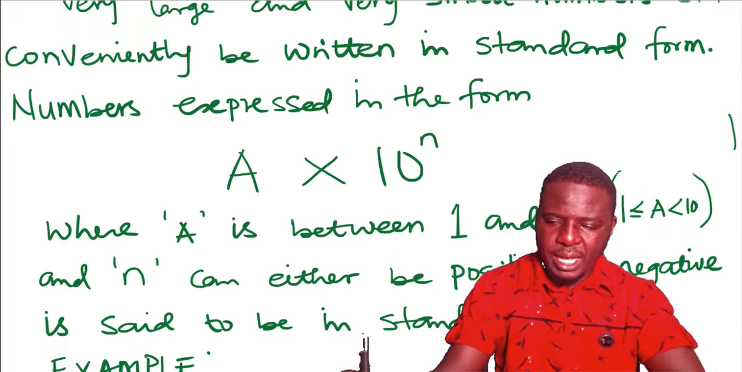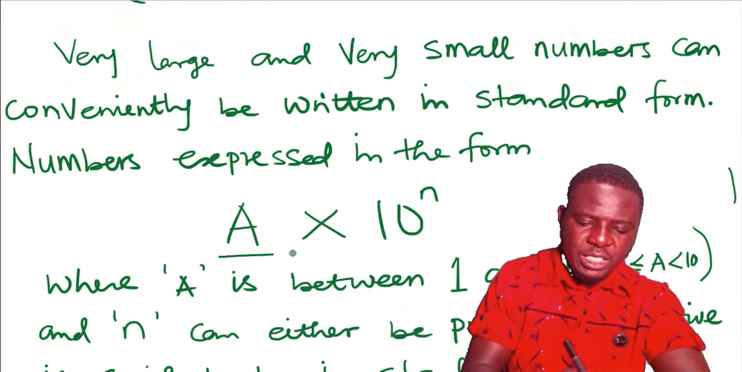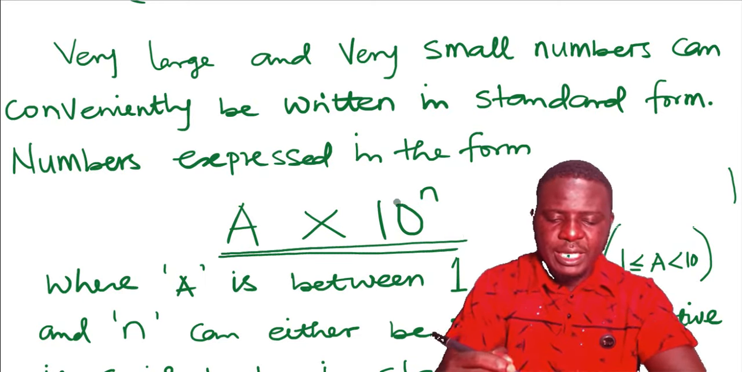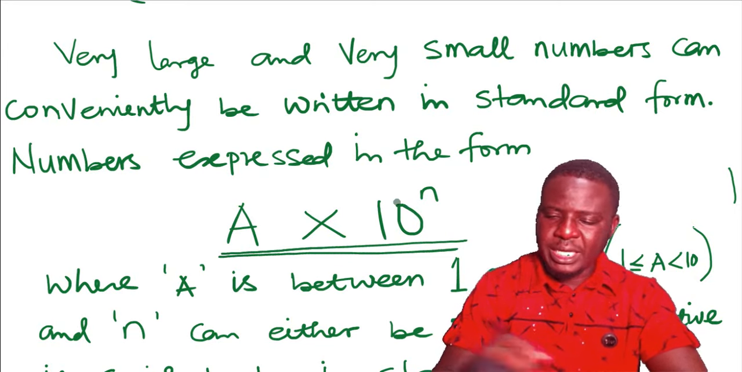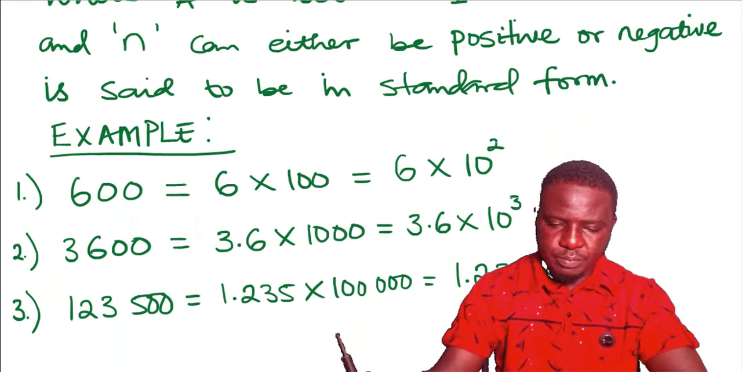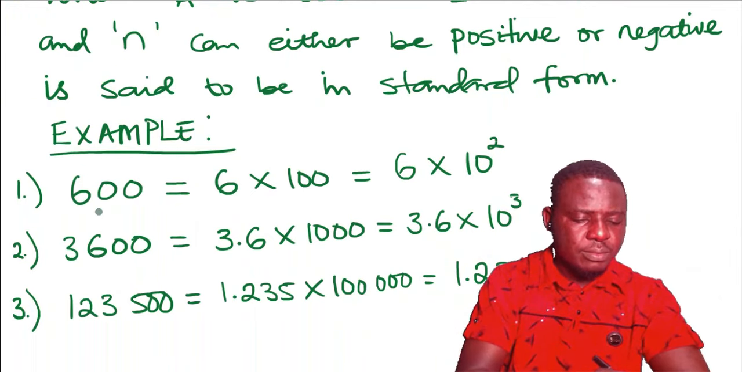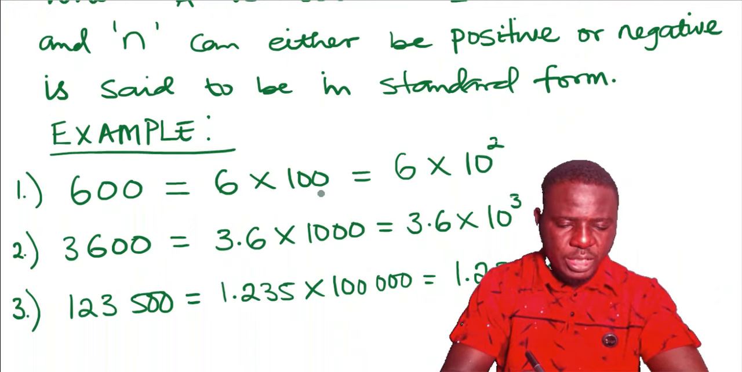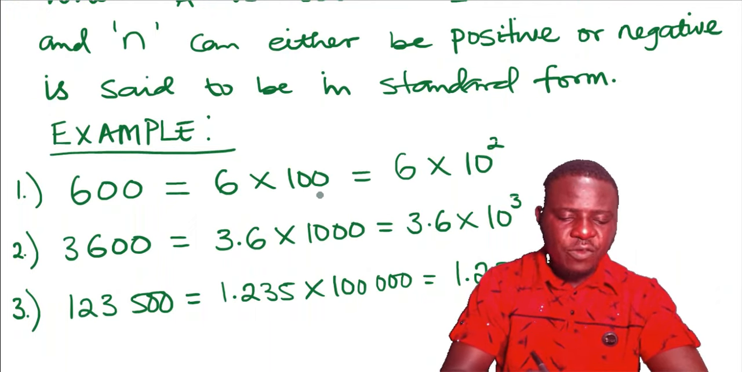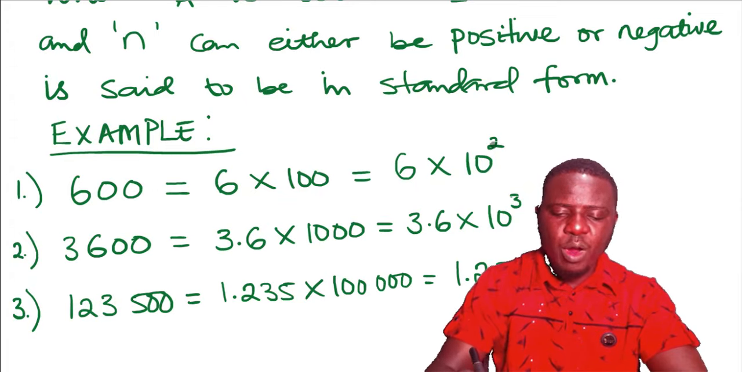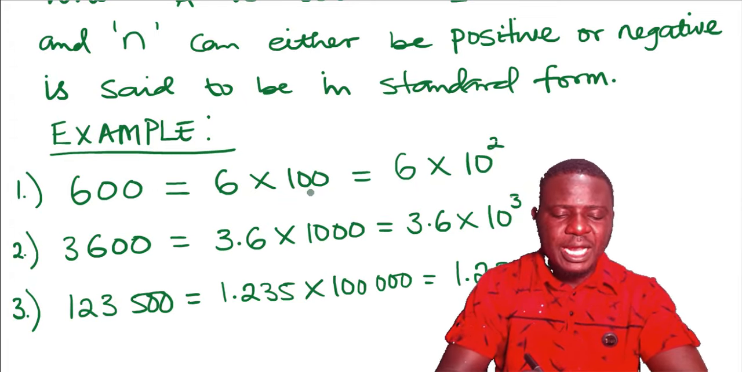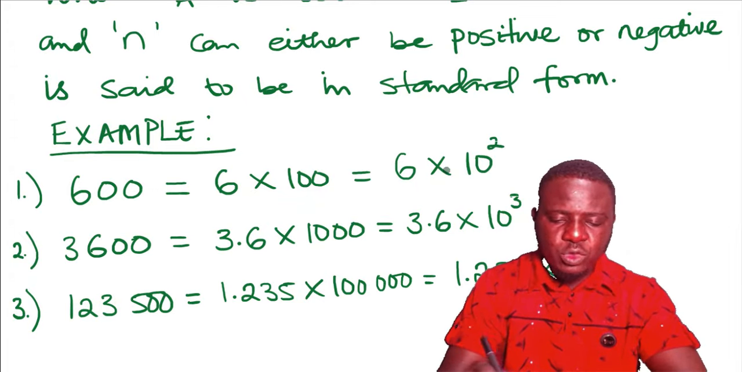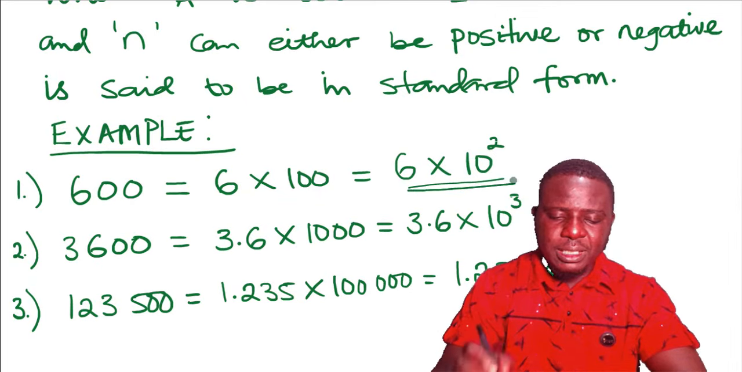So once an ordinary number can be expressed in this form, a times 10 raised to the power of n, it is said to be expressed in standard form. For example, we have 600. 600 can be expressed as 6 times 100. And this can further be expressed as 6 times 10 raised to the power of 2, because 100 can be said to be a multiple of 10 twice. So this is said to be in standard form.